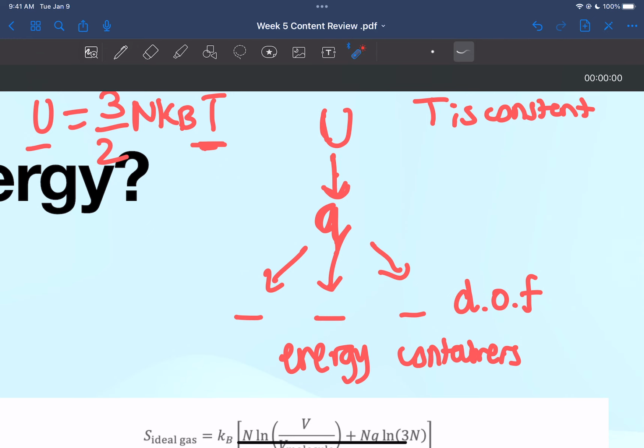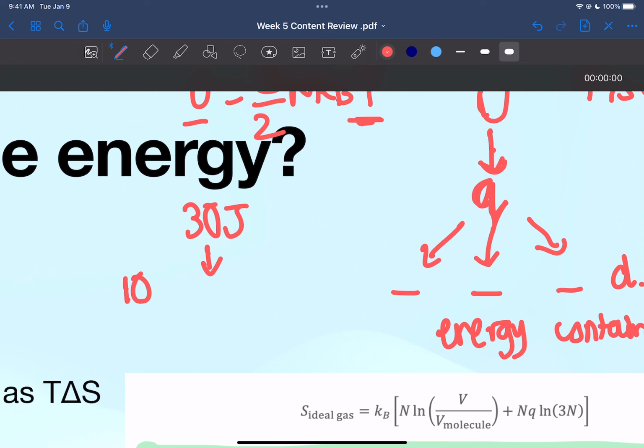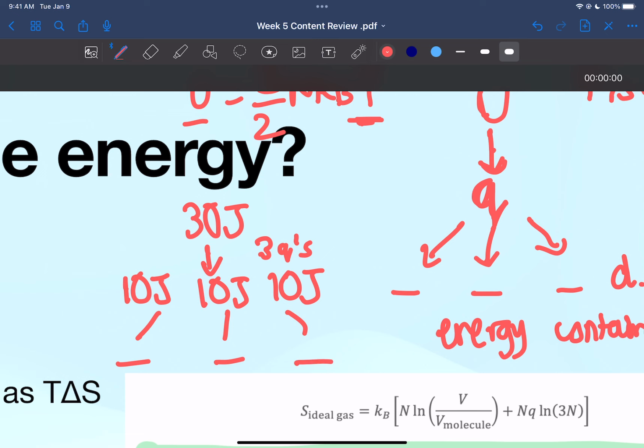And so if we did it in numbers, if we had 30 joules, let's say each energy block is 10 joules, where we have 3 energy blocks: 10, 10, 10. Actually, let me write it this way. If I did 30 joules as my total internal energy, I split that into 10 joules, 10 joules, 10 joules, 3 energy blocks, 3 Qs. Those can go into my 3 energy containers, my 3 degrees of freedom.